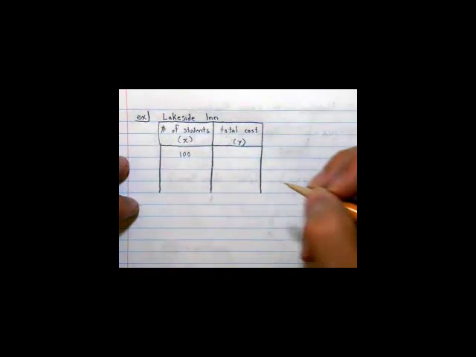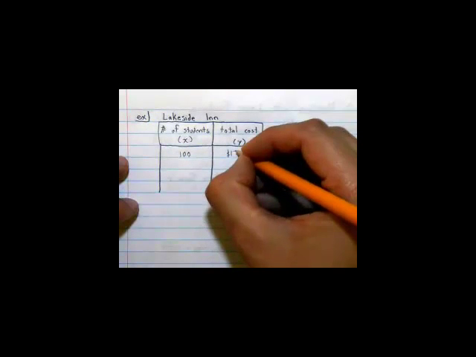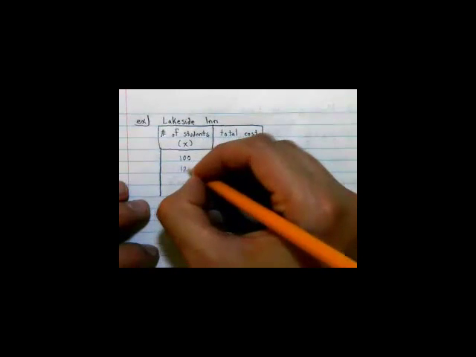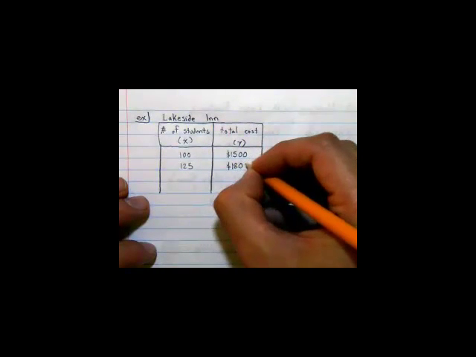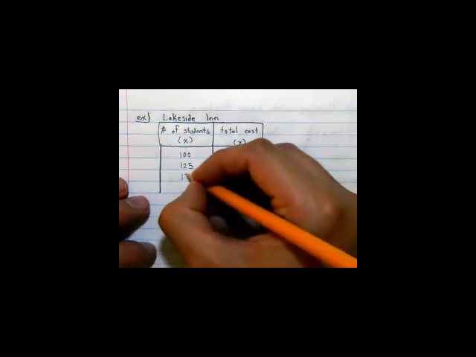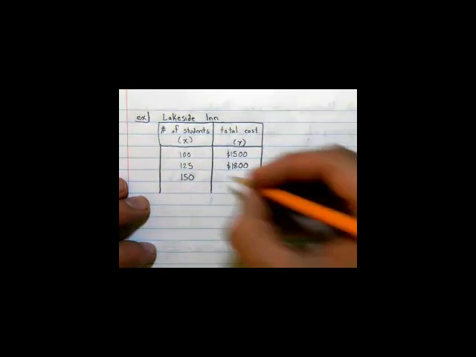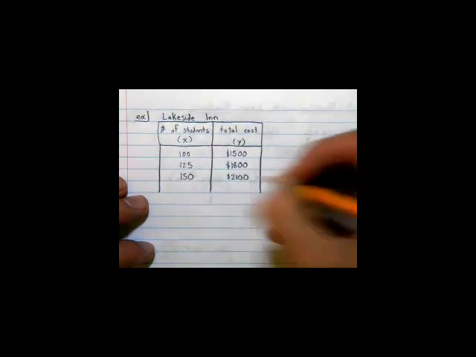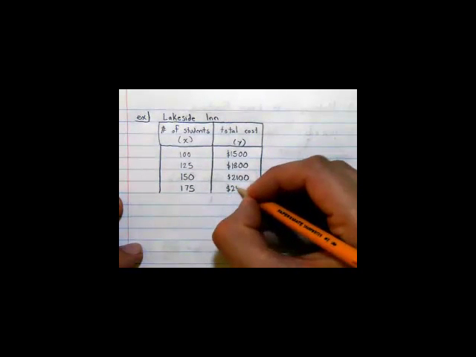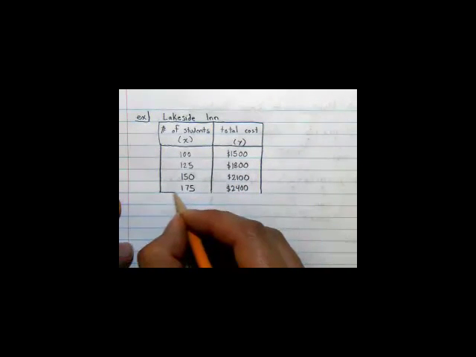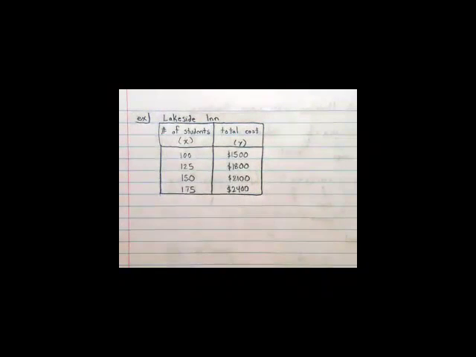So if there was 100 students, the total cost was $1,500 to have their prom there. If there was 125, the cost was $1,800. If they had 150 students, the cost would be $2,100. And if they had 175, the cost would be $2,400. Okay, so that's one venue that they could have their prom at, this Lakeside Inn.